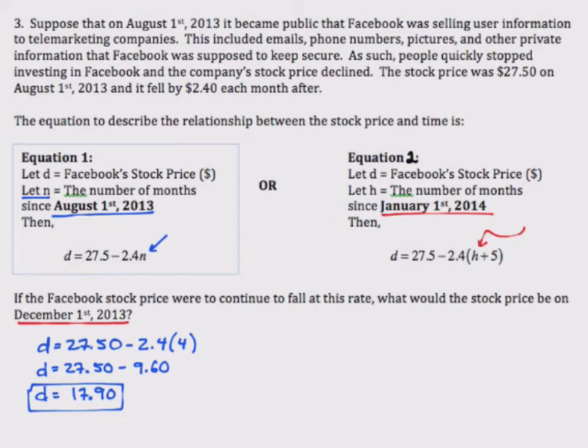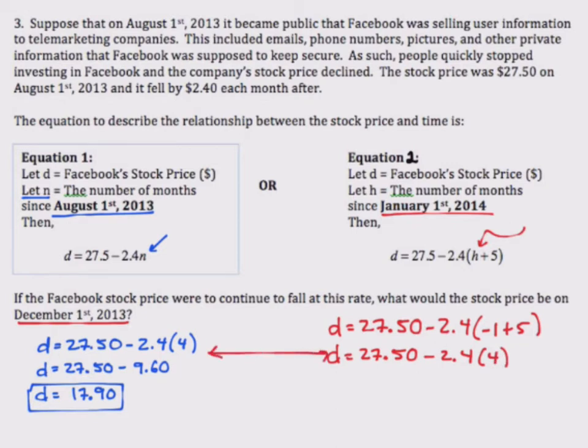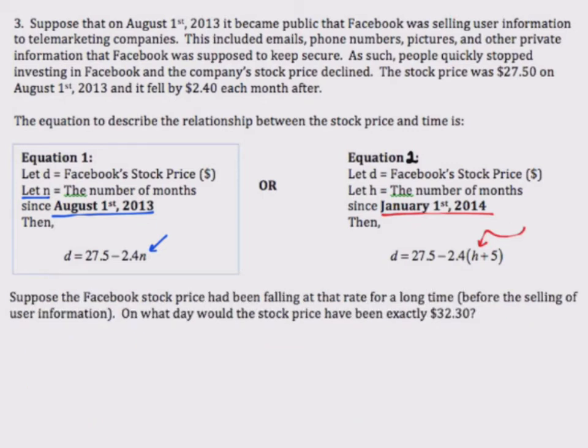So we find that the stock price is going to be that $27.50 again, minus $2.40 a month, times, now we've got negative 1 plus 5. And all we have to do now is evaluate, and it should be no surprise after our very first step of evaluation that we end up with a line that looks exactly the same as the one we had before. So it's no surprise that we're going to end up with the exact same anticipated price of $17.90 on December 1st, 2013.